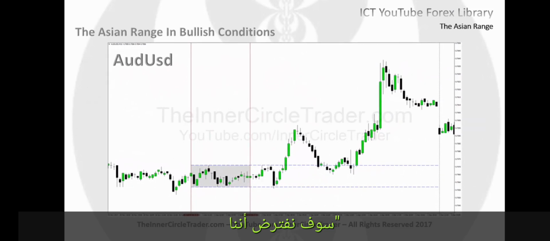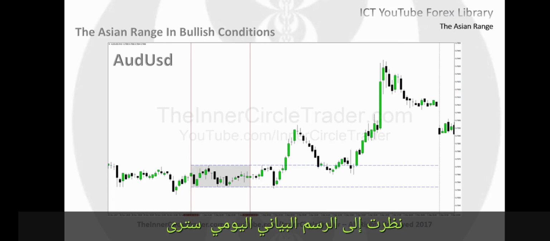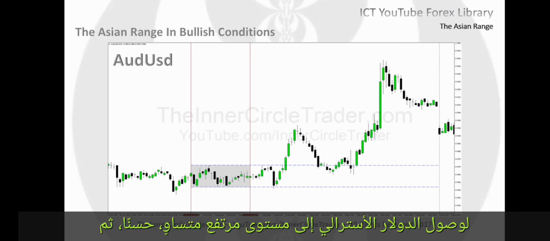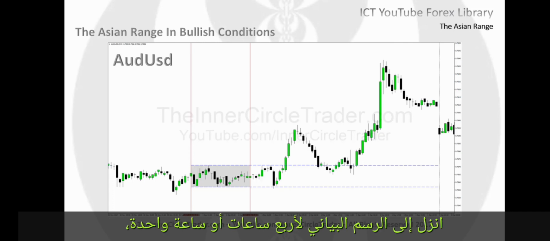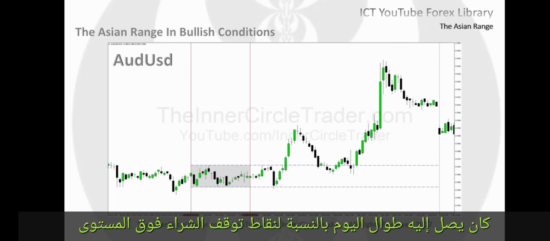We're going to assume that we had an understanding or expectation that the Aussie dollar was bullish for this particular day. Now, if you want to know what would lend well to coming to that conclusion of being bullish, if you look at the daily chart, you'll see that there was a reason for the Aussie dollar to reach up to an equal high. And if you go down to a 4-hour or a 1-hour chart, you'll see also that it's obvious. So far, in the teachings in this series, it's been pretty obvious to know where the liquidity is, and that's what this whole day was reaching for: the buy stops above the equal high.